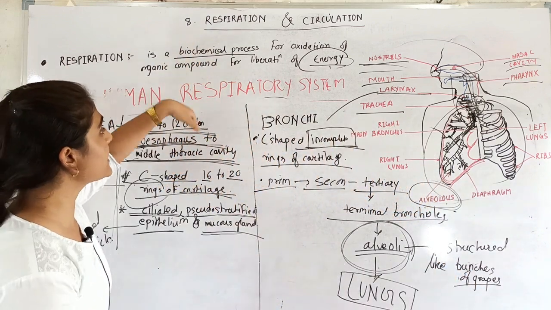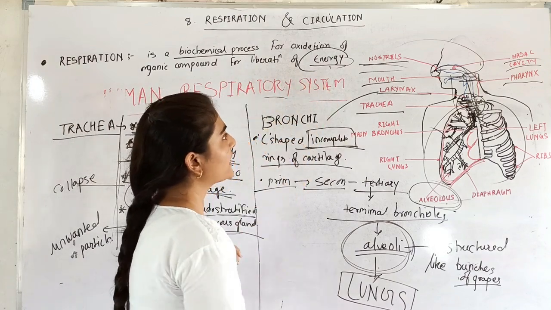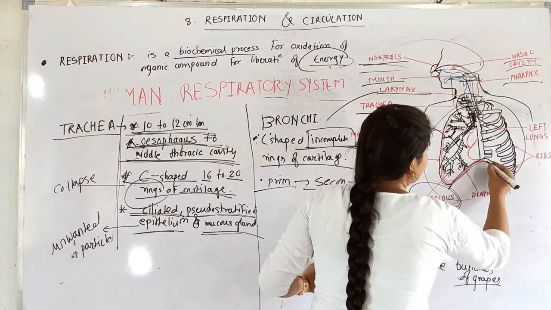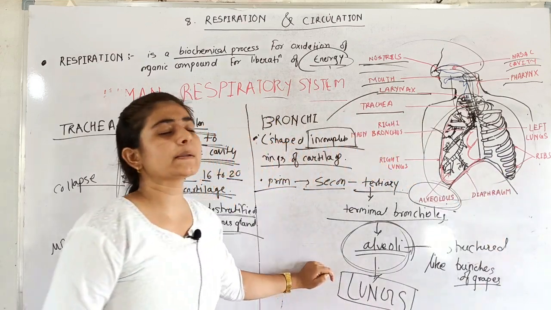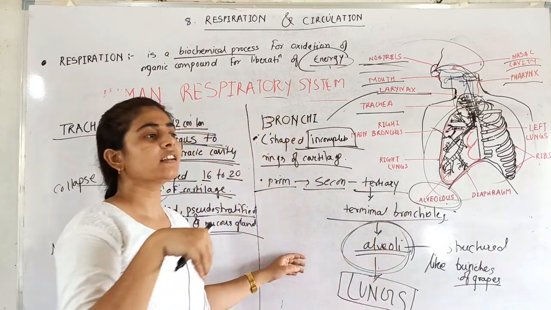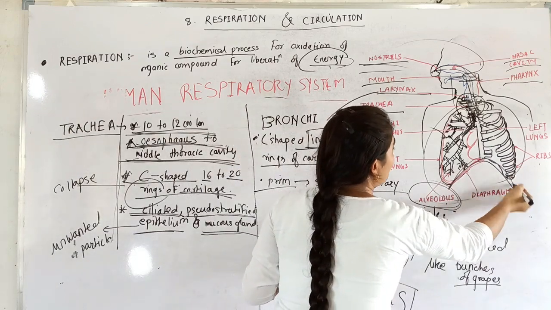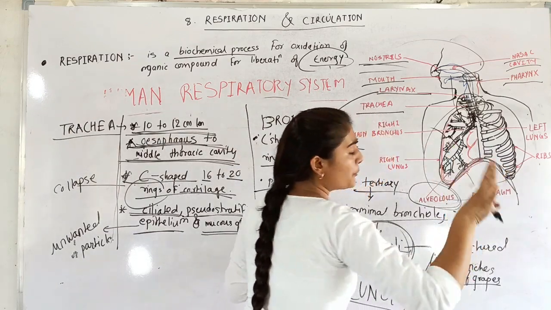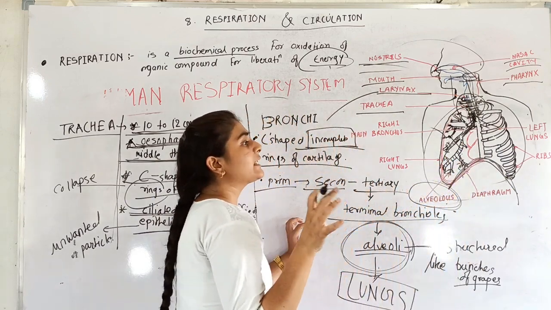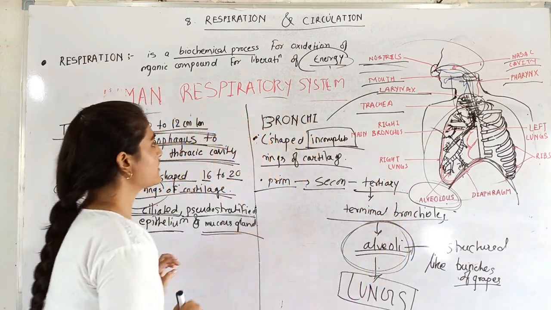So this is the respiratory system starting from the nostril ending at the alveoli, and it also has the diaphragm which helps for contraction and relaxation of the lungs. When we inhale and when we exhale, it contracts and relaxes. So it provides support to the respiratory system, and it gives contraction and relaxation activity to the respiratory system.